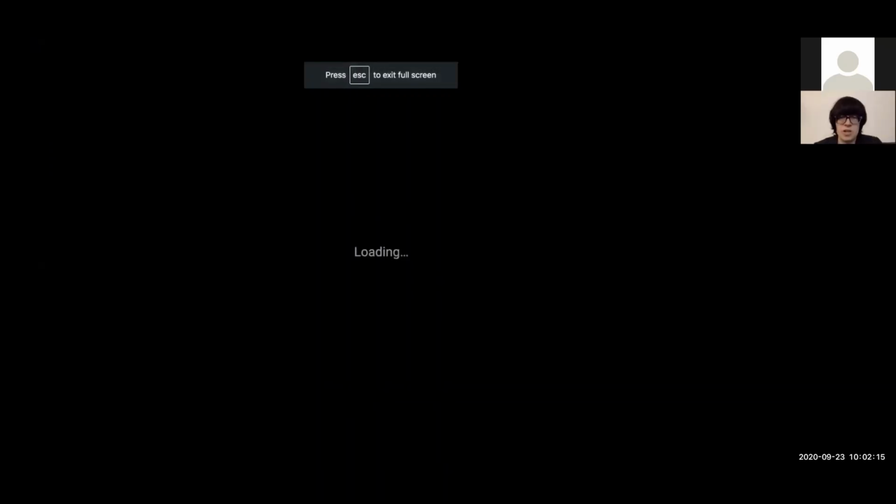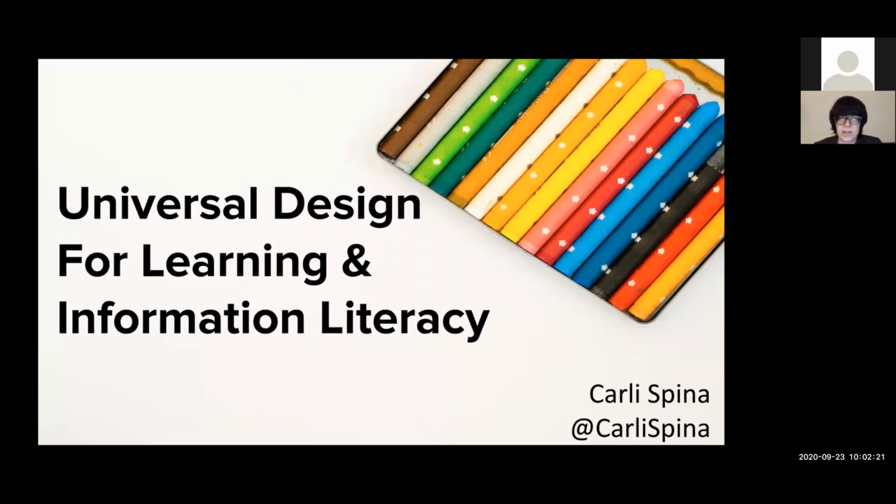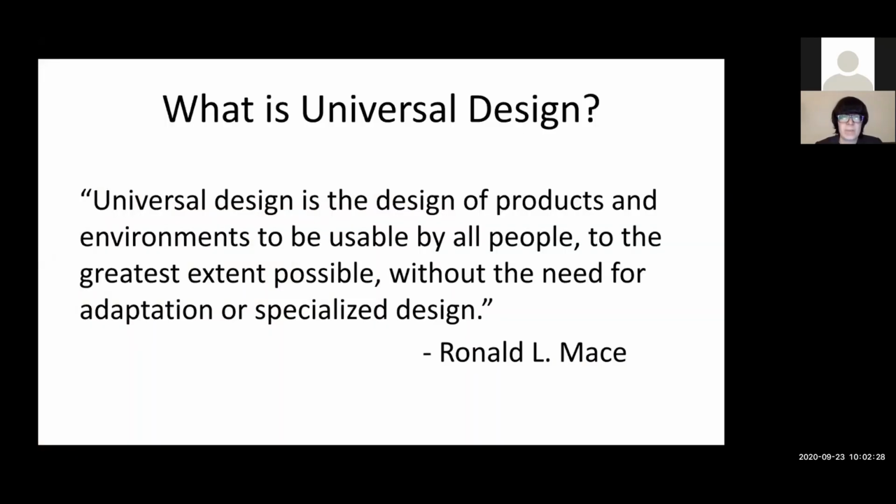Today, I'm going to be talking about universal design for learning and information literacy, how these two important concepts for libraries relate to one another. So to start with, I'm going to talk a little bit about what universal design is.